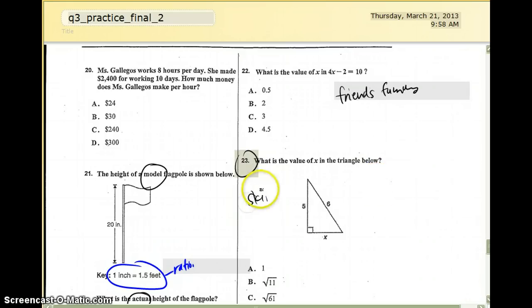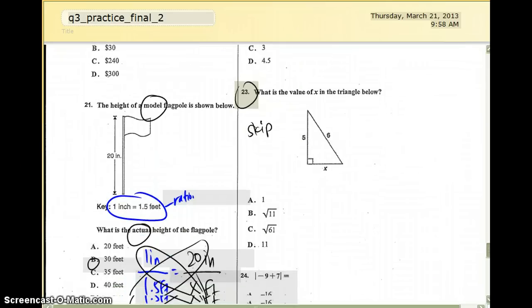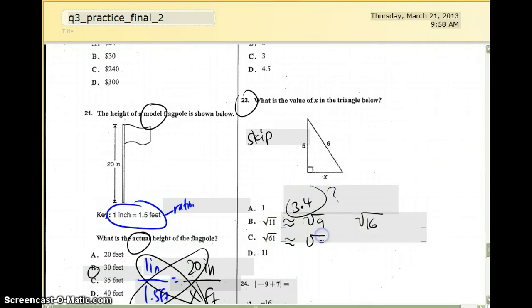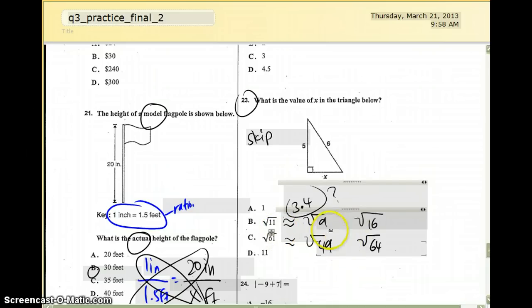23, you can actually skip, but if you were able to kind of make a guess, square root of 11 is close to square root of 9, bigger than that, but also smaller than the square root of 16. So it'd be about 3 point something, maybe 3.4. And then 61 is in between the square root of 49 and the square root of 64. So it's somewhere in between there, maybe close to 8.5. And this is 1 and this is 11.